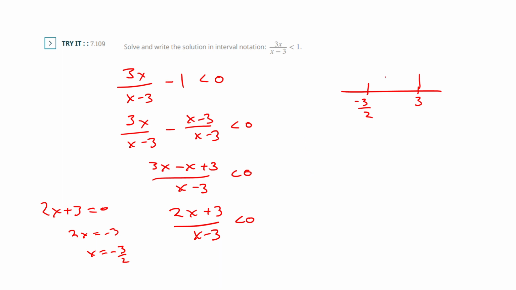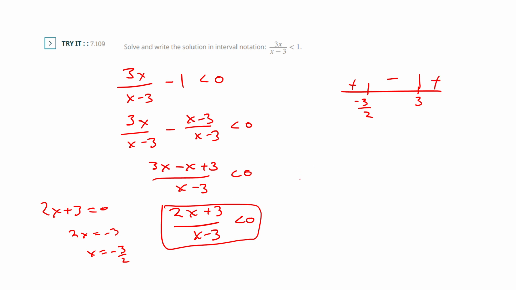Okay, so now we have our critical values. Let's test them. I'm going to be working with this one; don't go back to the original. I'm going to put a 0 in here. I'd have a positive over a negative. If I put negative 4 or something in here, I'm going to get a negative over a negative, which would make it a positive. And then if we put something like 5 in here, I'm going to get a positive over a positive.